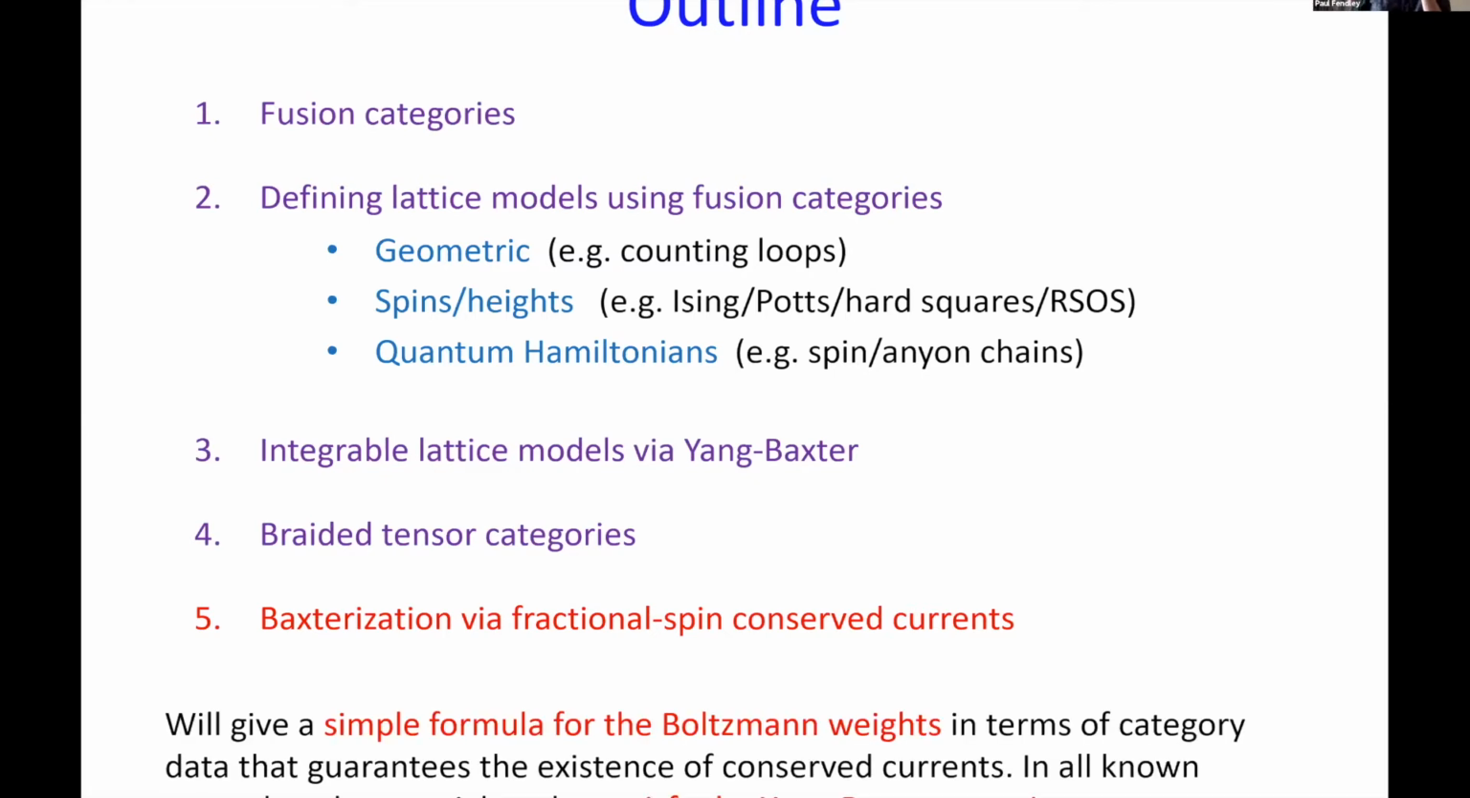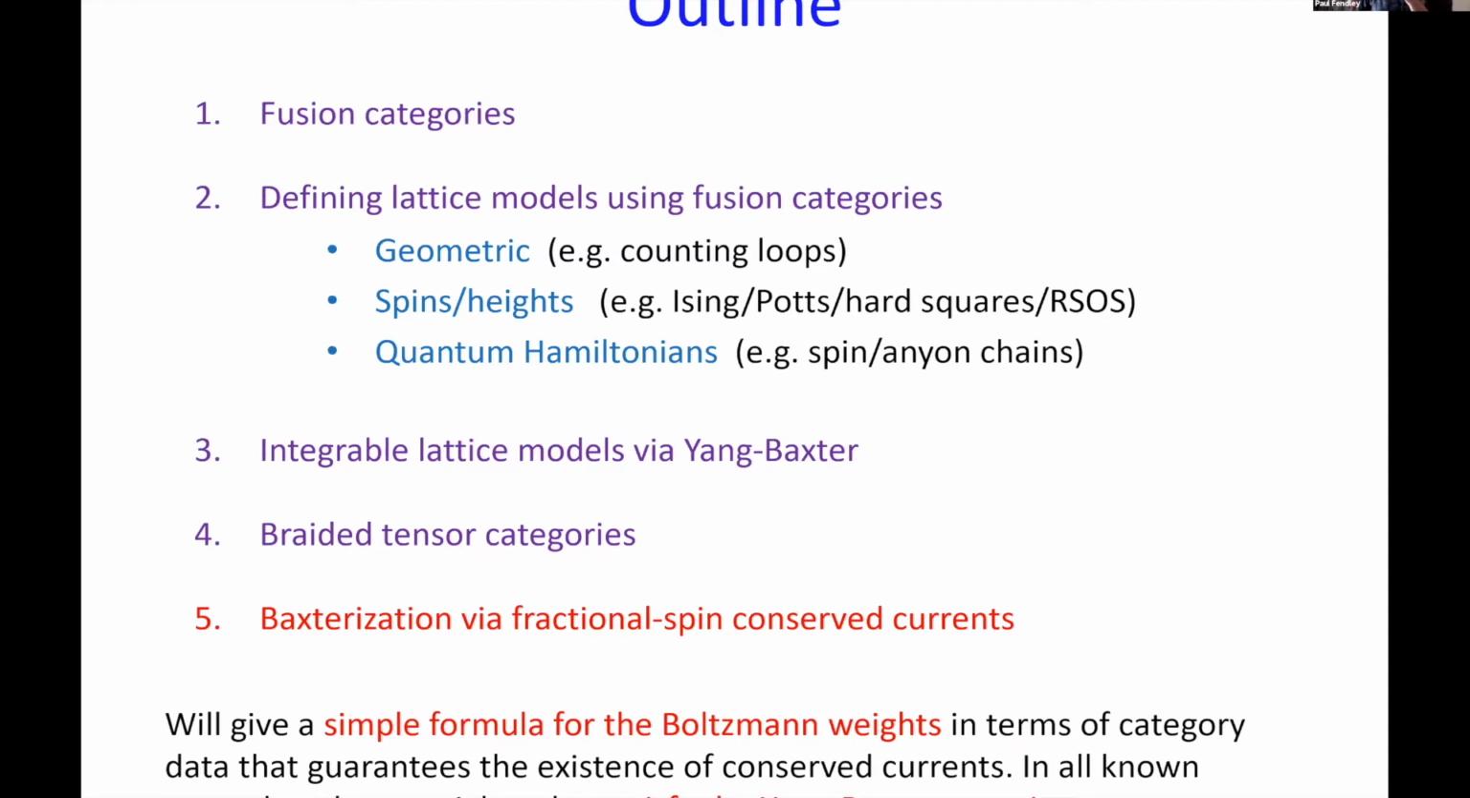And the upshot, the conclusion of this talk, is I'm going to give a simple formula for the Boltzmann weights in terms of this category data. So this is the payoff for all the work I've done setting it up in the previous parts of the talk. And it'll guarantee the existence of these conserved currents. And then the beautiful thing about it is that having found these weights by this equation, they also satisfy the Yang-Baxter equation, which is the key to integrability.